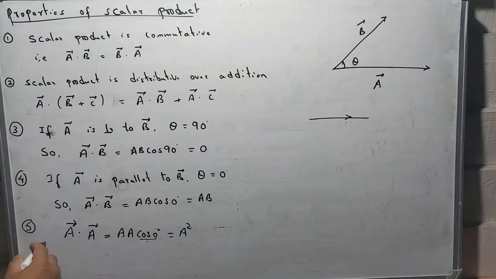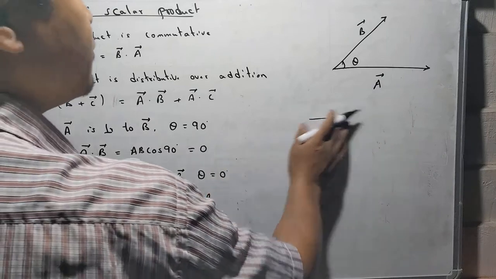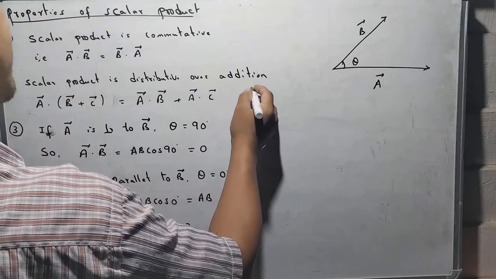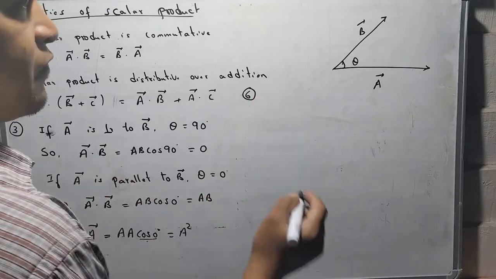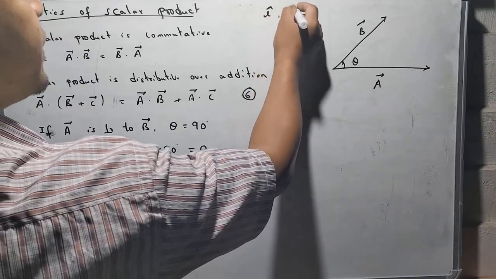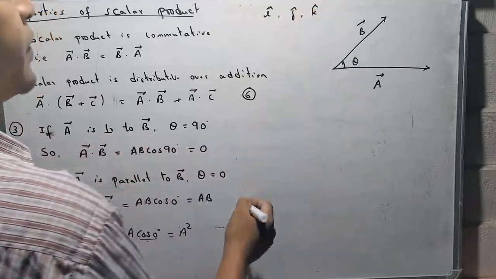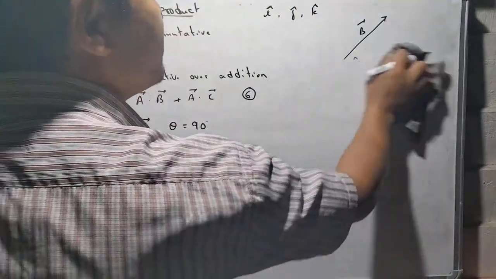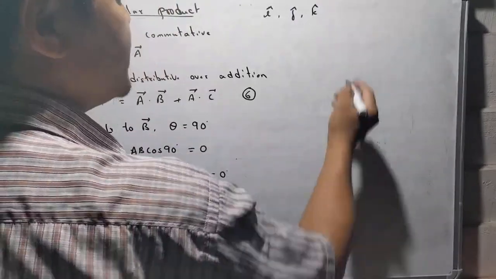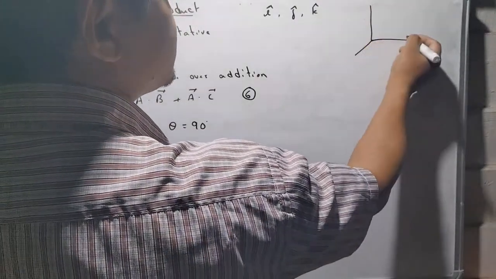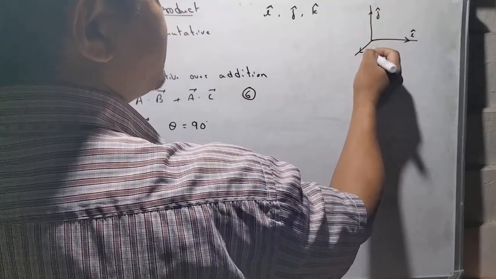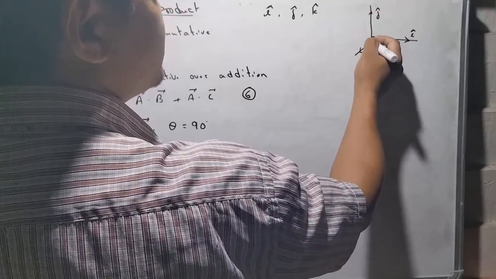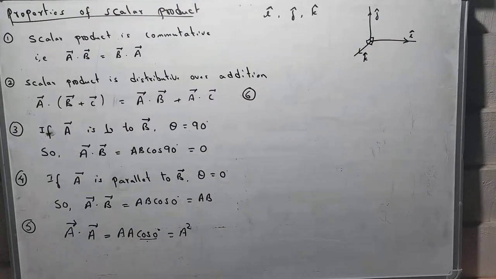So using this concept here, now we will look at property number 6, which is the scalar product of unit vectors. So for unit vectors, we have i cap, j cap, and k cap. These unit vectors are mutually perpendicular to each other. So this is i cap, this is j cap, this is k cap. Now the angle between any two unit vectors is always 90 degrees.